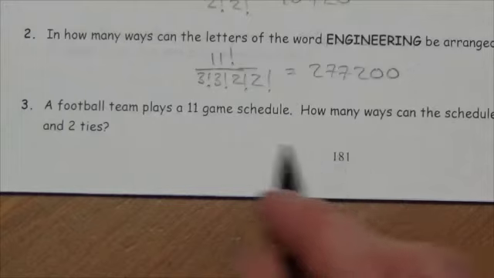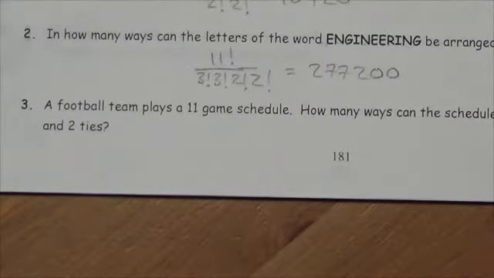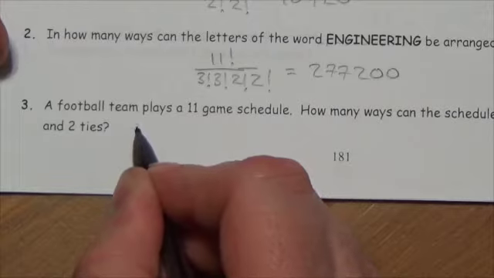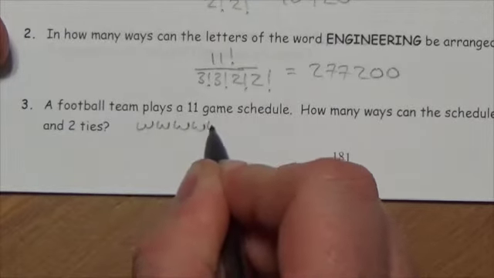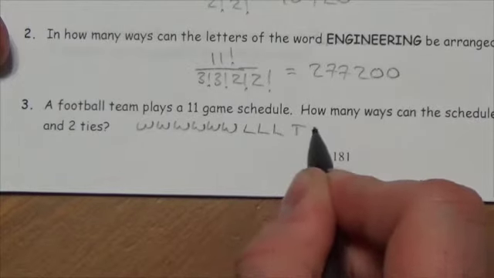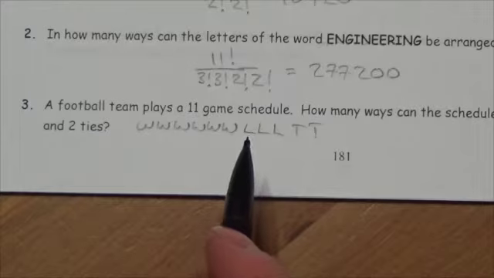A football team plays an 11-game schedule. How many ways can the schedule end with 6 wins, 3 losses, and 2 ties? In this case, you want to think of this basically like the previous couple of questions, like letters in a word. We've got 6 wins, 3 losses, and 2 ties. That's like saying the word that we're working with is WWWWWWLLLTT. It's not really a word per se, but just an arrangement of letters.